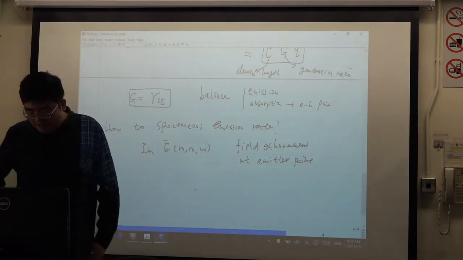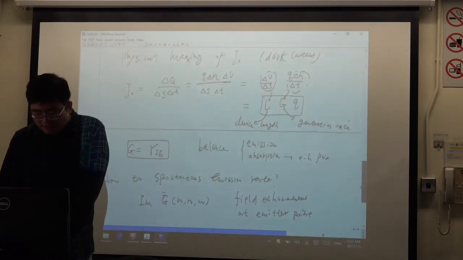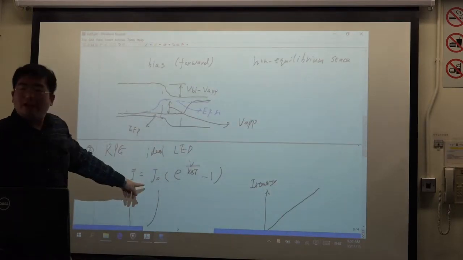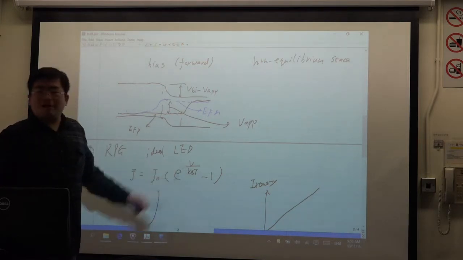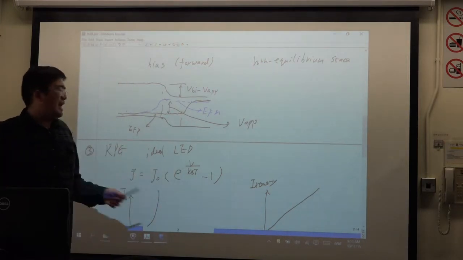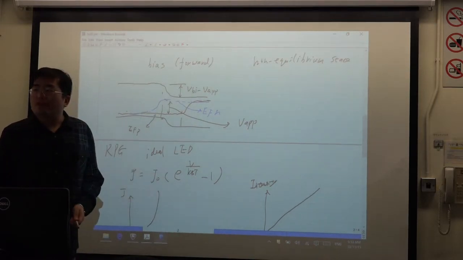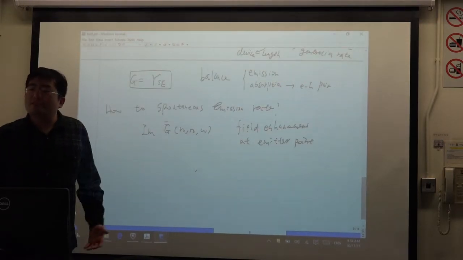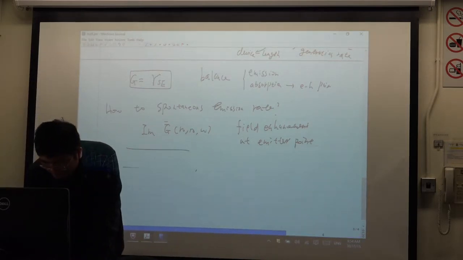If you increase the eigenmode intensity, you can increase the spontaneous emission, the generation rate, J0, and the current. So the only thing you can change is J0. V is the applied voltage. Maybe you can't add too high a voltage because it will break down. But you can change J0, which changes the spontaneous emission rate in the LED active layer region.